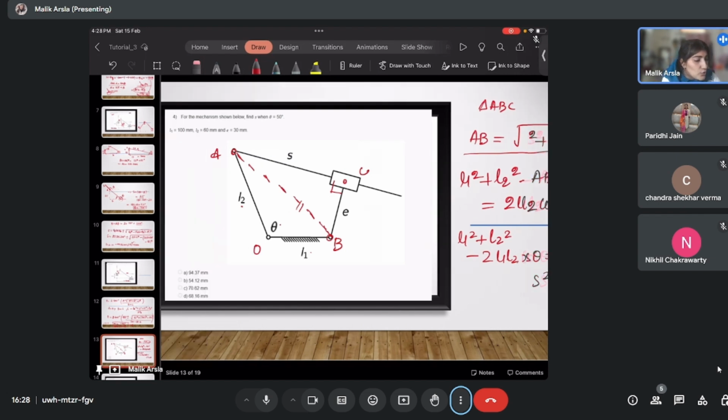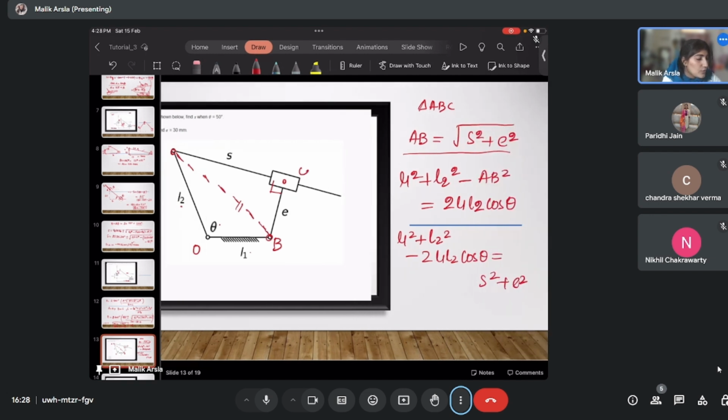Now S is given to you, right? No, S you have to figure out. So you can write this equation as S square is equal to L1 square plus L2 square minus 2 L1 L2 cos theta minus E square. Here it depends. If S were given, you would make the equation in form of theta, then it would have been that problem. The procedure won't change whether it is forward kinematics or inverse kinematics. From this equation, E is given, L1, L2 is given, theta is given, so you can find out S.